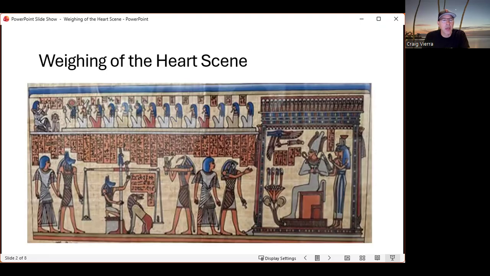So here is a papyrus that I actually purchased at the Papyrus Institute in Egypt the last time that I was there. And I just took a little photo of it so that you can get a glimpse of some things that are going on here. So we're going to go through this. I'm going to give you the Egyptian mythology, and it's very, very fascinating here.